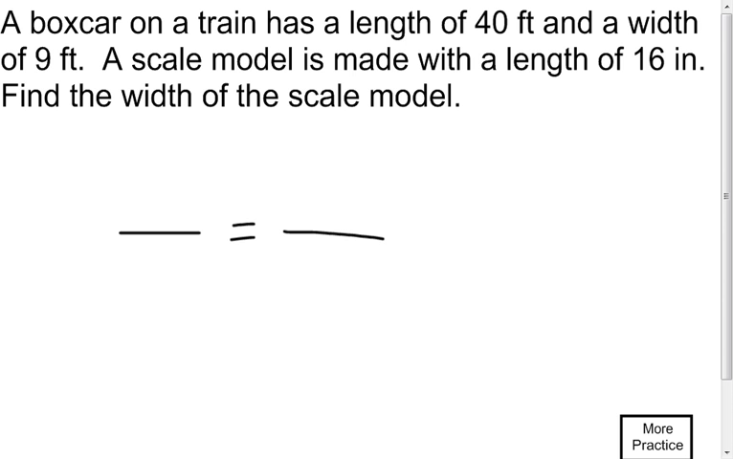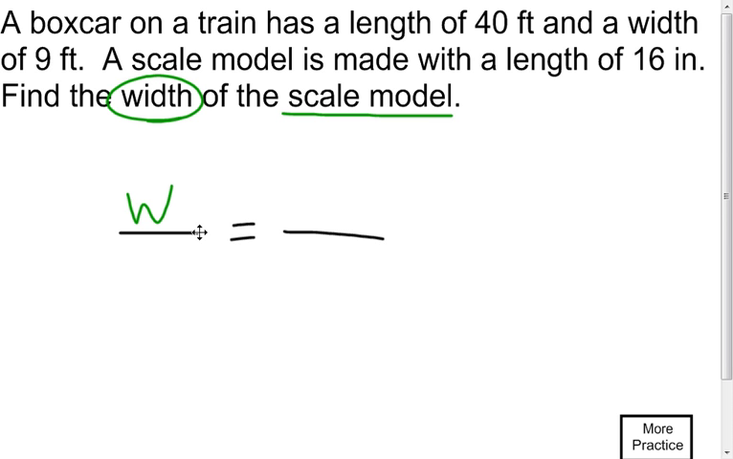So the first thing I do is I just kind of make the proportion, the two ratios, have them equal to each other with no numbers in there. Now I just have to figure out what to put where. And I'm going to start with the width, because we want to find the width of the scale model. I don't know that. I'm going to just start right there with my variable. So W is going to represent the width of my scale model.